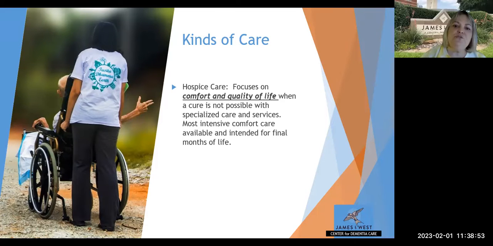We choose hospice care when there is no longer a cure possible, when, with all specialized services and all specialized care, our loved one or ourselves, we are not getting better. It is intended for the final months of life. We hope that people will be on hospice care as soon as they're eligible for it, and we're going to look at what that means.